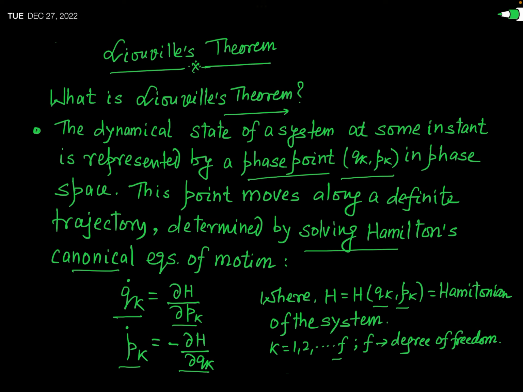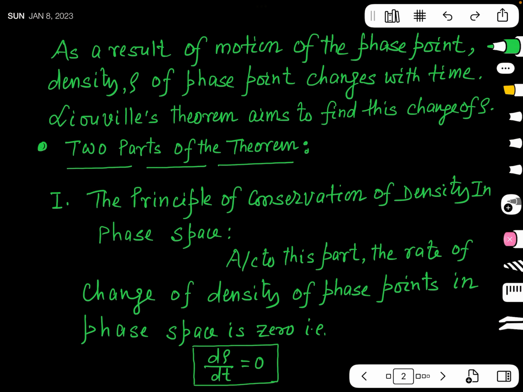Actually the aim of this Liouville theorem is to determine by which rate this density distribution function changes with time. So the prime aim of the Liouville theorem is to find the rate of change of the density distribution function. In fact, this Liouville theorem has two parts. We will first understand what these two parts are, and then one by one we will prove them.